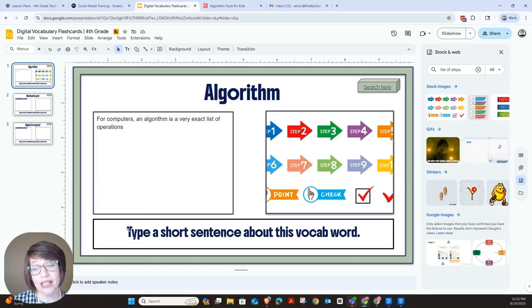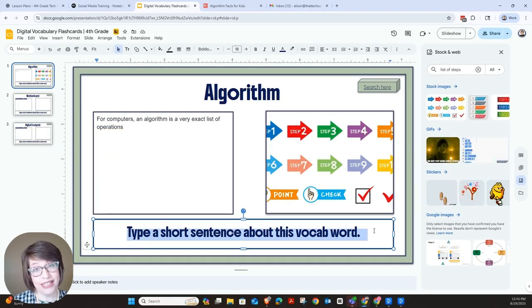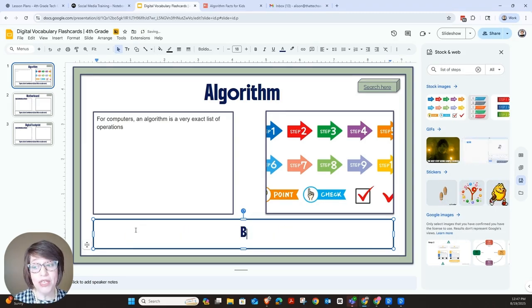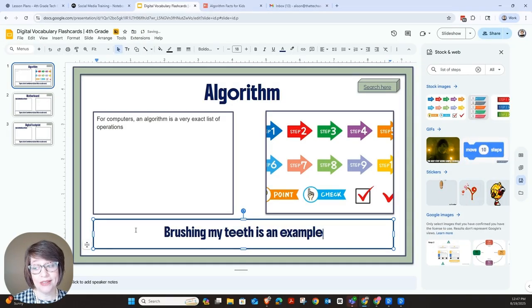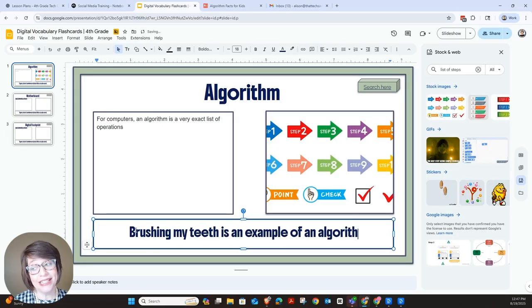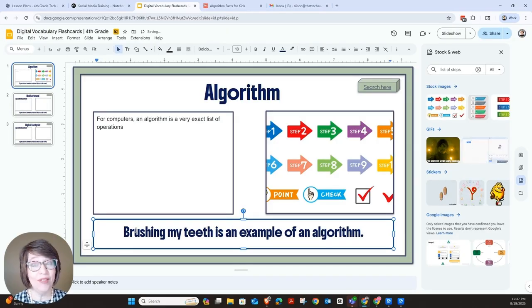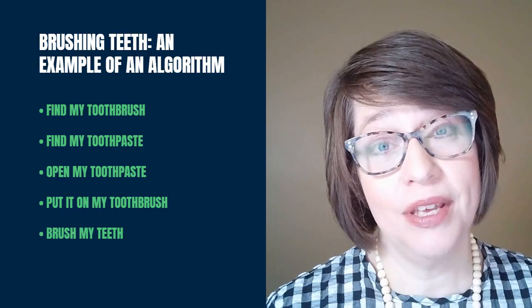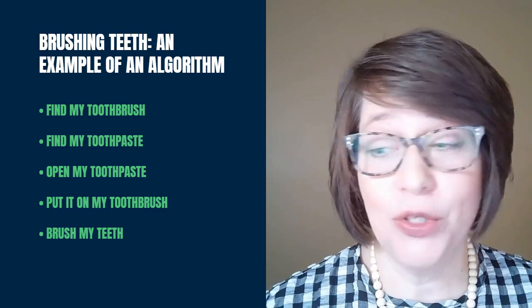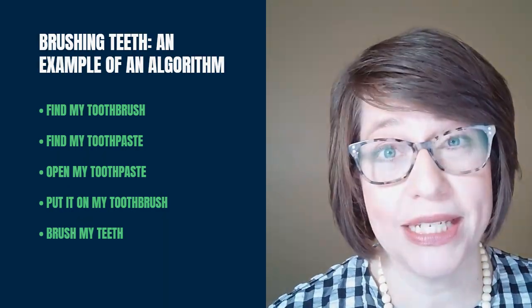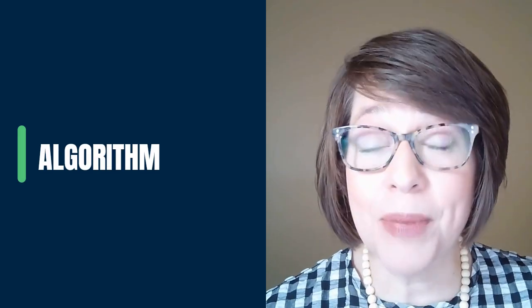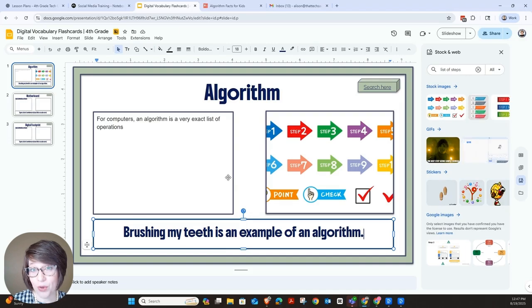Next, come down here and click inside, and you can highlight this, and then we're going to replace what's here with a sentence about an algorithm. I could give an example of an algorithm. I could put in brushing my teeth is an example of an algorithm. And it is an example of an algorithm because I know I have steps to brush my teeth. I find my toothbrush, I find my toothpaste, I open up my toothpaste, I put it on my toothbrush, and then I brush my teeth. That is a step-by-step process. That is an algorithm.